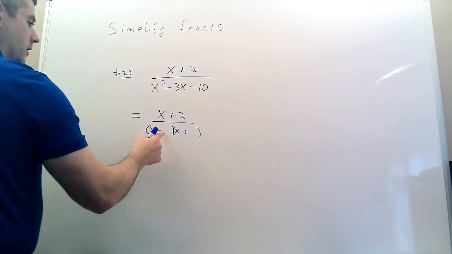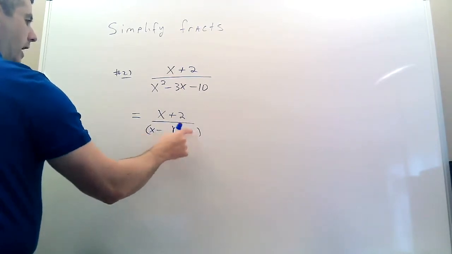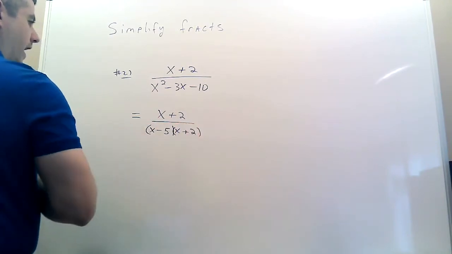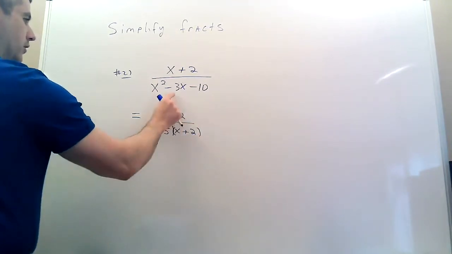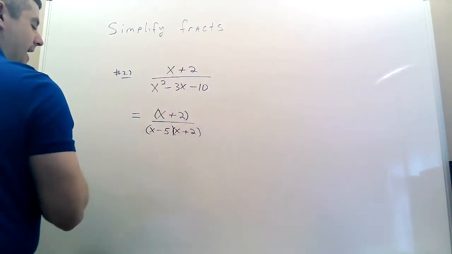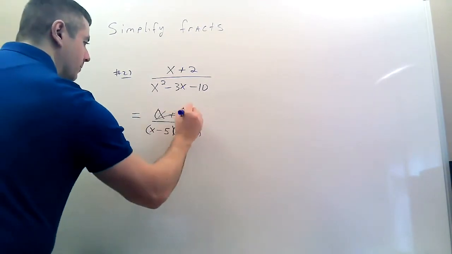Now, you can't take 10 and 1 because you have to make a 3. So 2 numbers who multiply to 10, that's 5 times 2. Negative 5 plus 2 is a negative 3 in the middle. So I know that it worked. And now, yay, I have a common factor I can cross out.